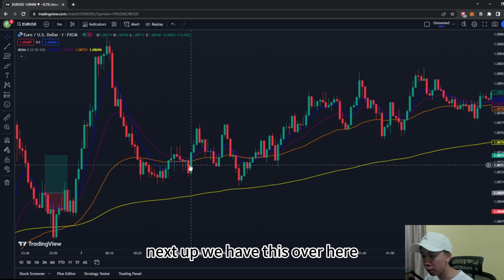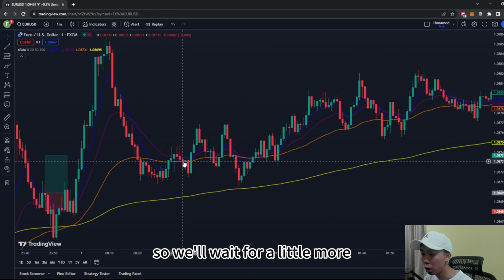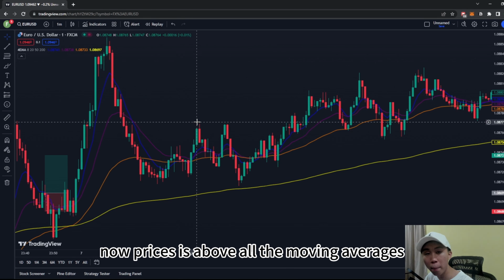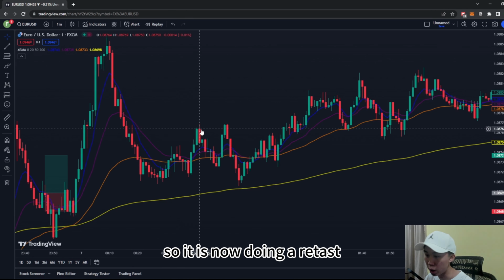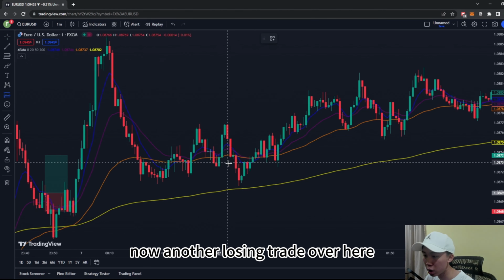Next up, we have this over here. Now the moving average is not fully crossed, so we'll wait for a little more. Now price is above all the moving averages, so it is now doing a retest. Now we have a bullish engulfing. Now another losing trade over here.